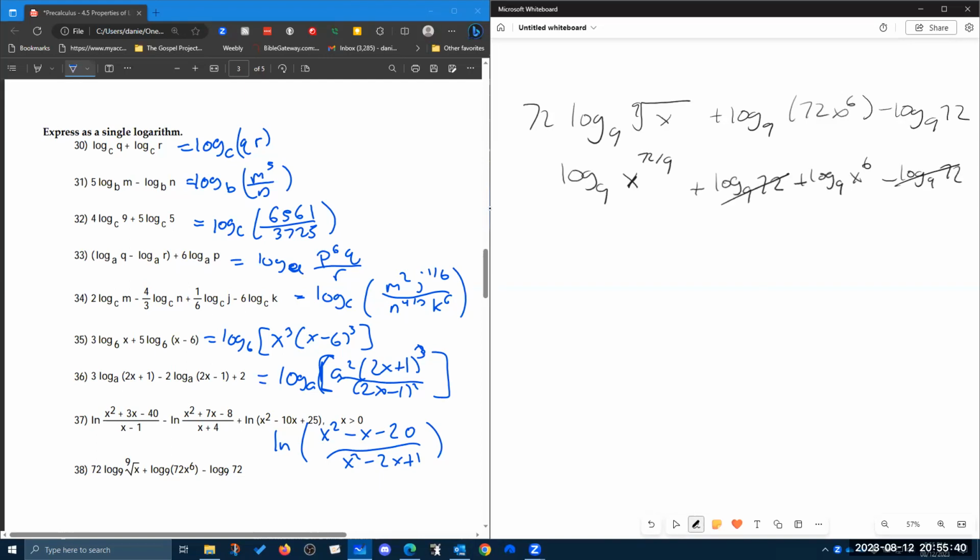That's going to go away. 72 divided by 9 is going to become an 8. So this is log base 9 of x to the 8th plus log base 9 of x to the 6th, which will be log base 9 of x to the 8th times x to the 6th, which is log base 9 of x to the 14th.